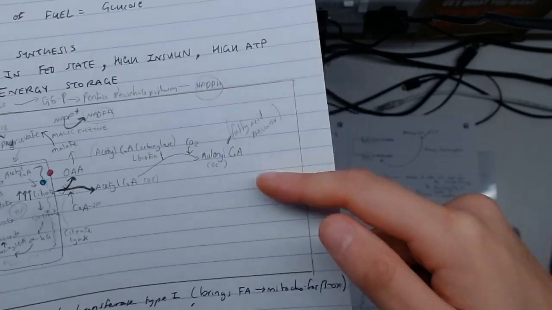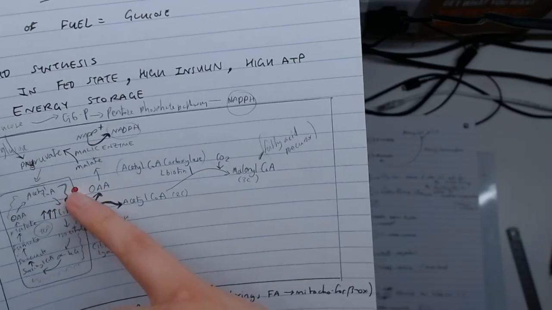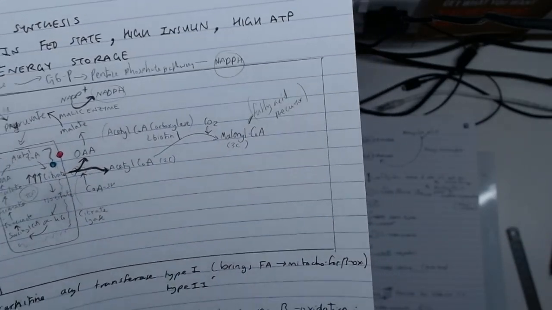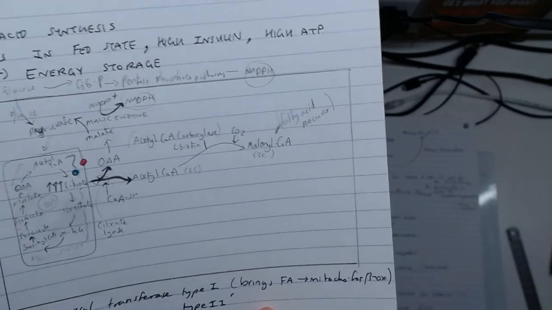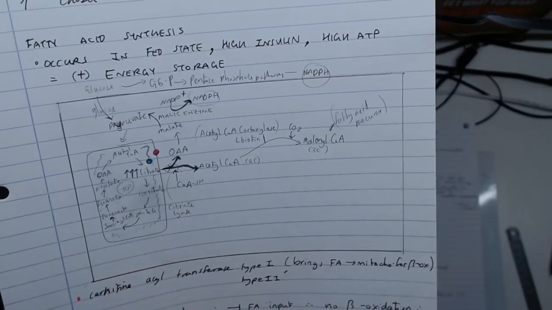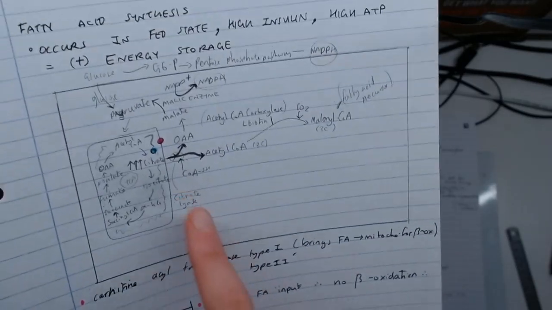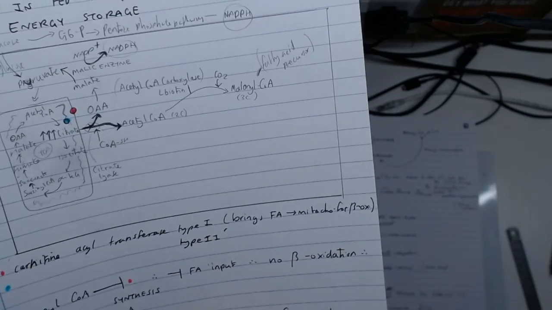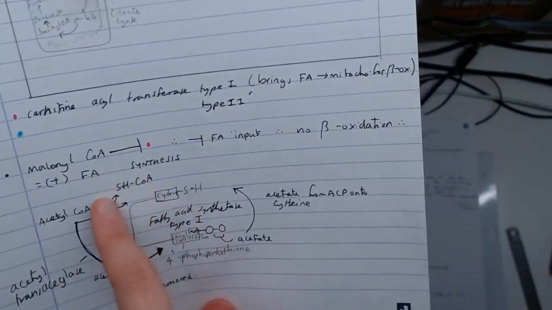Now, with excessive amounts of malonyl-CoA, what we have is the inhibition of these carnitine acyl transferase type 1 carriers. So we are preventing fatty acids from actually being brought into the mitochondria. So we're inhibiting beta oxidation. And so this means that what we'll end up with is fatty acid synthesis instead of the beta oxidation that can occur. Now, here you can see I'm starting to explain this fatty acid synthesis.